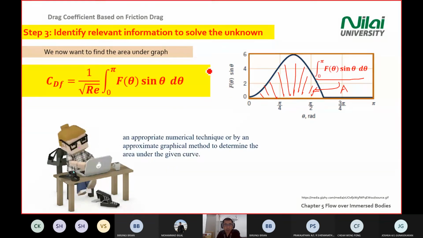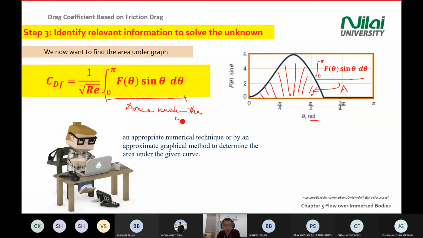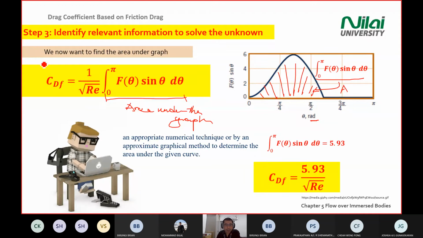Then use software to calculate the area under the graph, because it's the integration of the F component and the degree component. Again, the unit is radian. All this you can do using software to calculate the area under the graph. So this one is the area under the graph. Okay, right. So you put it inside there, and then you get the CDF for the experiment.